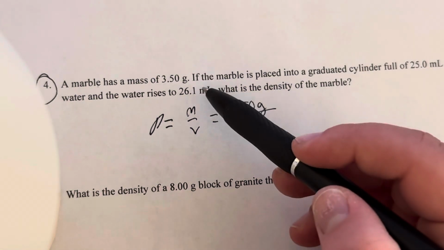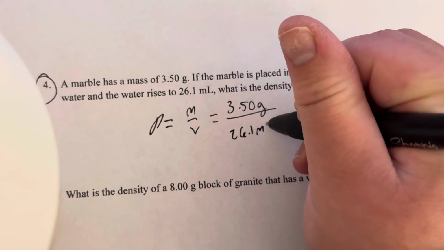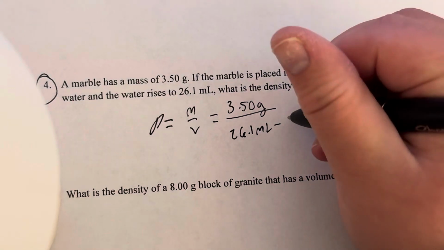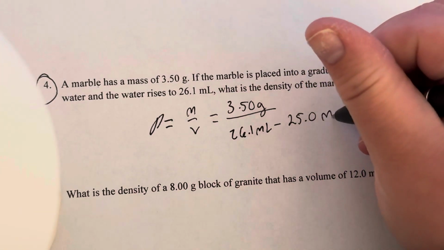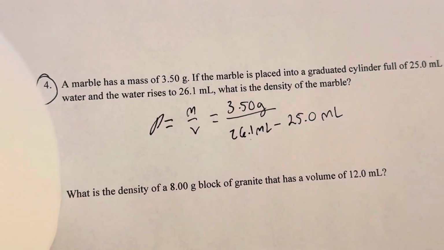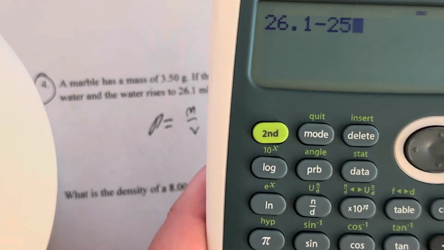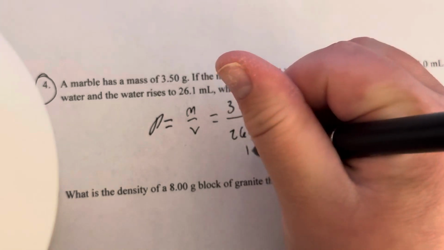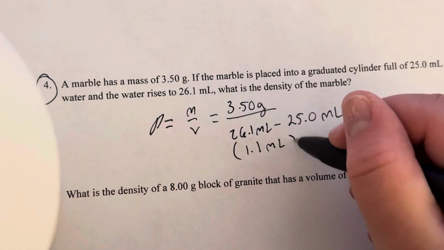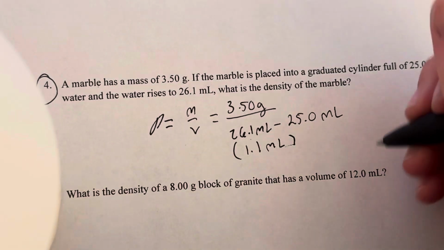So to get the volume of the marble, we'll take the final value that water rises to, 26.1 mils, minus the initial value that the graduated cylinder had of water, 25 mils. And 26.1 minus 25 should be 1.1. So that will be the volume, the amount of space that marble takes up. I like to do that calculation before I plug in to that density equation and get my final answer.